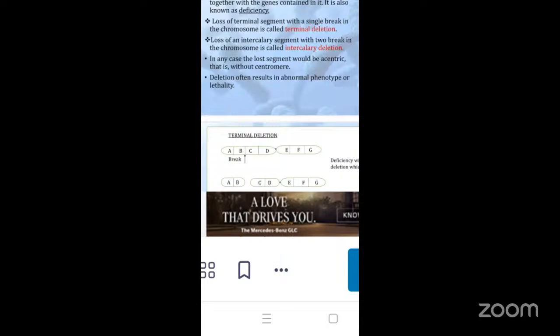And gene mutations, this one is the types of gene mutation, the chromosomal mutation. Gene mutations can also be divided into point mutations and frame shift mutations. Point mutations, especially silent, missense and nonsense mutations. Frame shift mutation, addition and deletion.